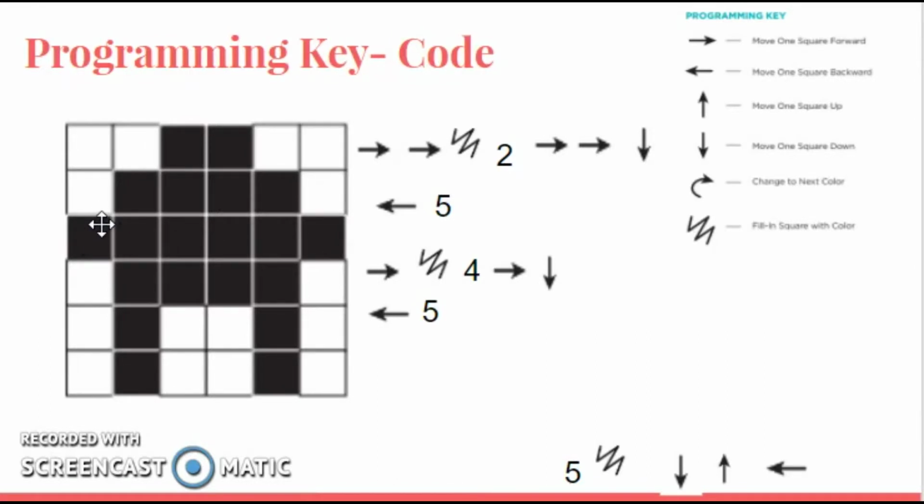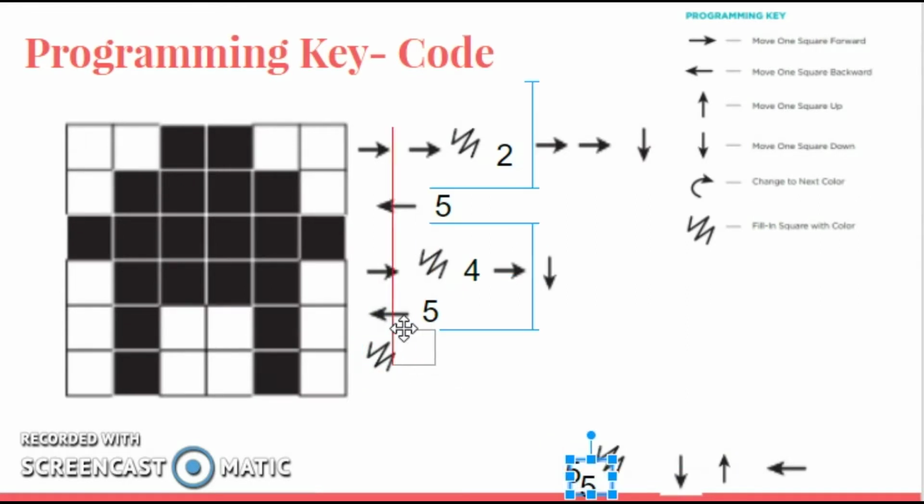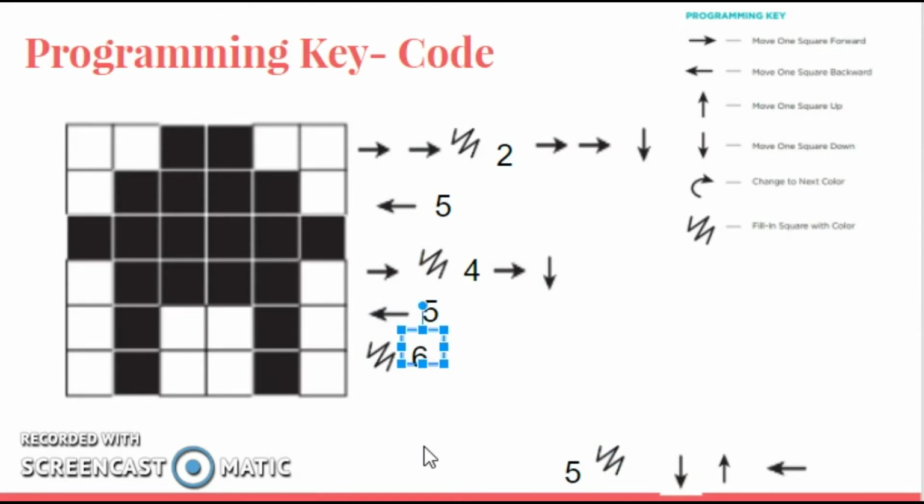And now we need to fill in a total of one, two, three, four, five, six. So what if we just did fill in? Remember, we want to start the instructions on a different line. And then we want to fill in six in a row. So we'll move this five up here, and then we're going to change that to a six. Okay, so we're going to fill in six, and then we need to move down a row. And then we're going to go backwards five.